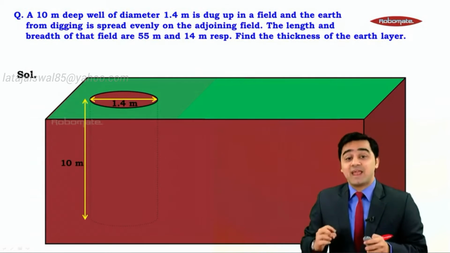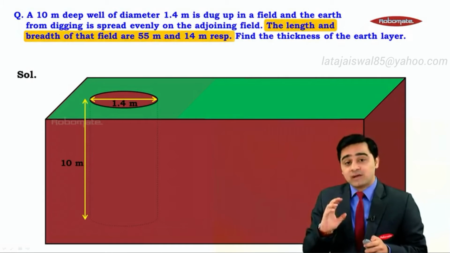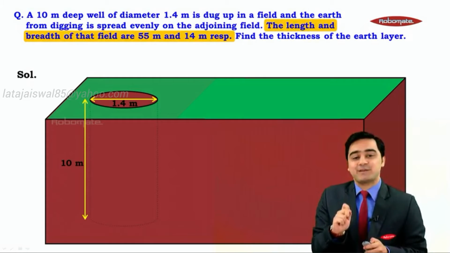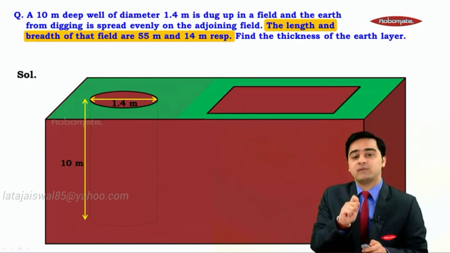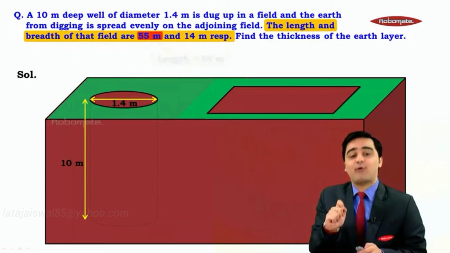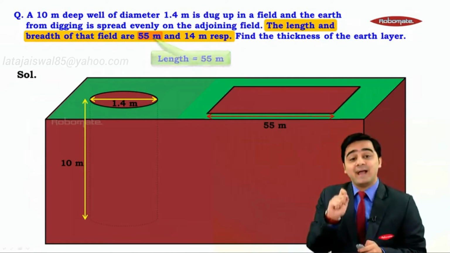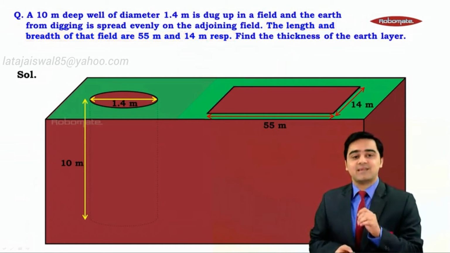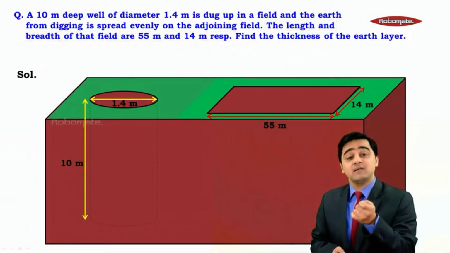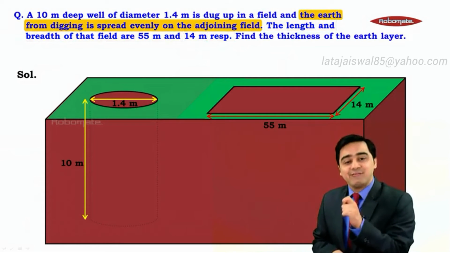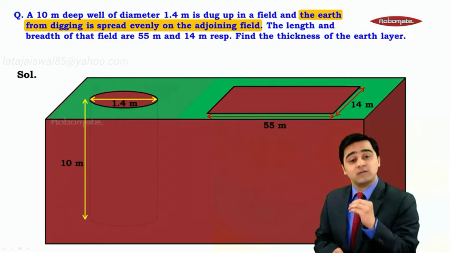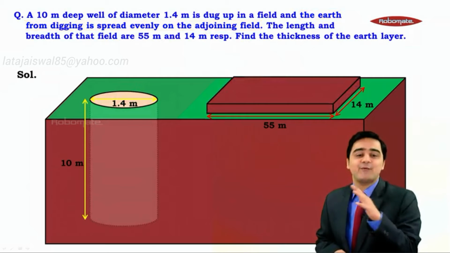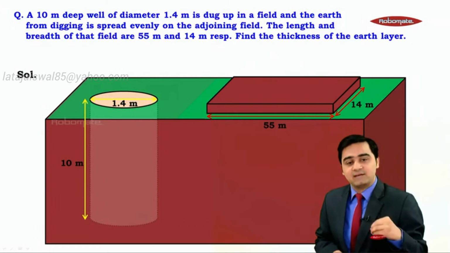Next, it says that there is an adjoining field whose dimensions, that is the length and the breadth, are 55 meter and 14 meter respectively. So observe, this is an adjoining rectangular field. The length of this field is 55 meter and the breadth of this field is given as 14 meter. Next, it says that the earth from digging the cylindrical well is spread evenly on the adjoining field. So now observe, this is the process where the earth from digging the cylindrical well is spread evenly on the adjoining field, so that we get a cuboid.